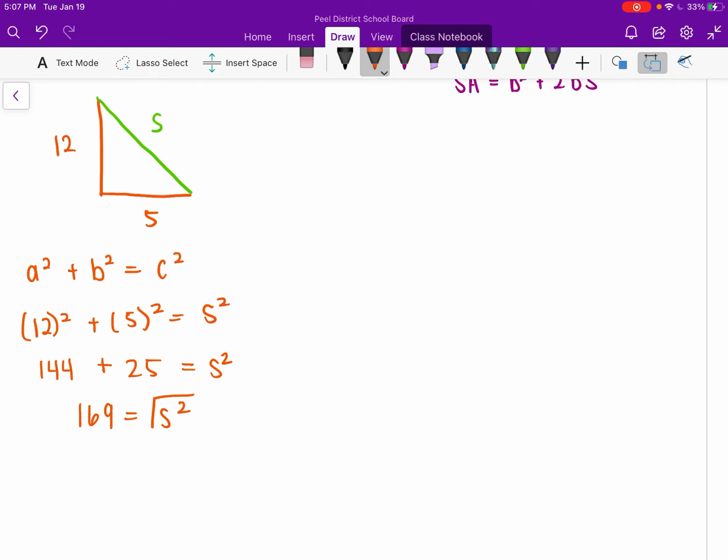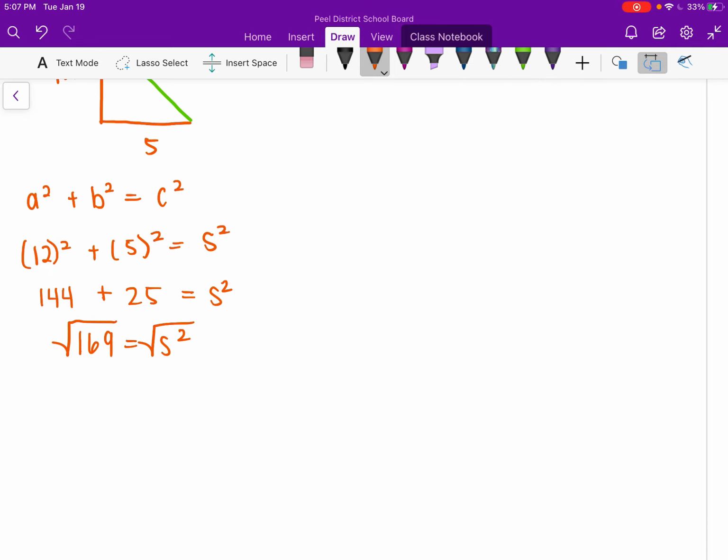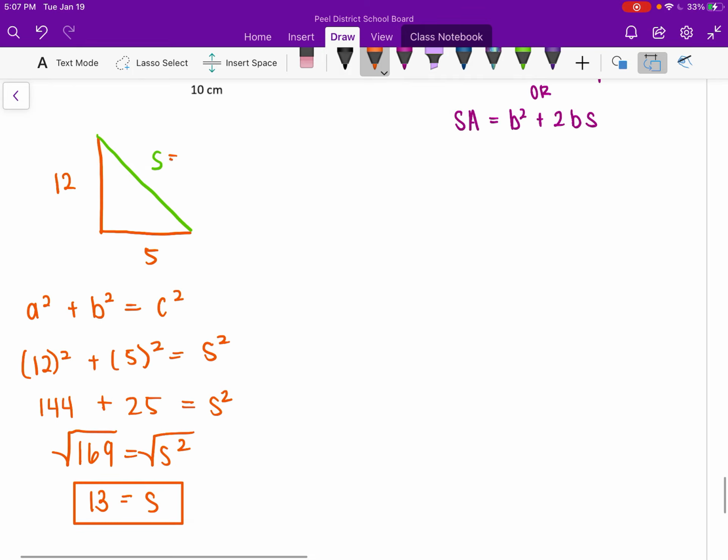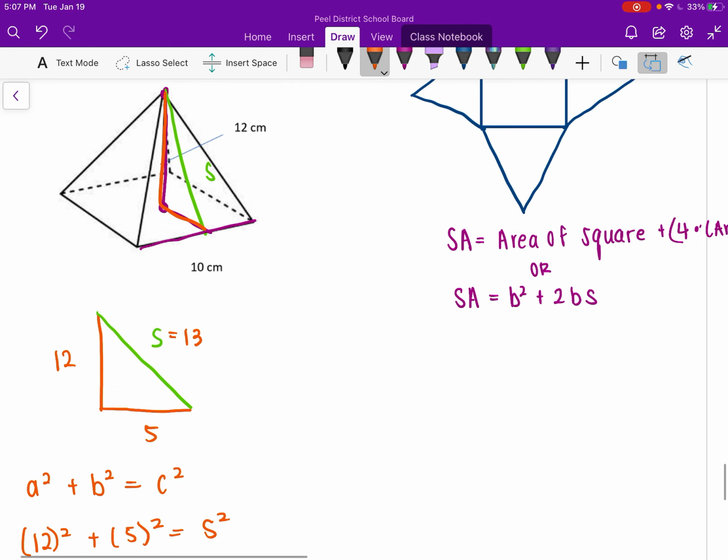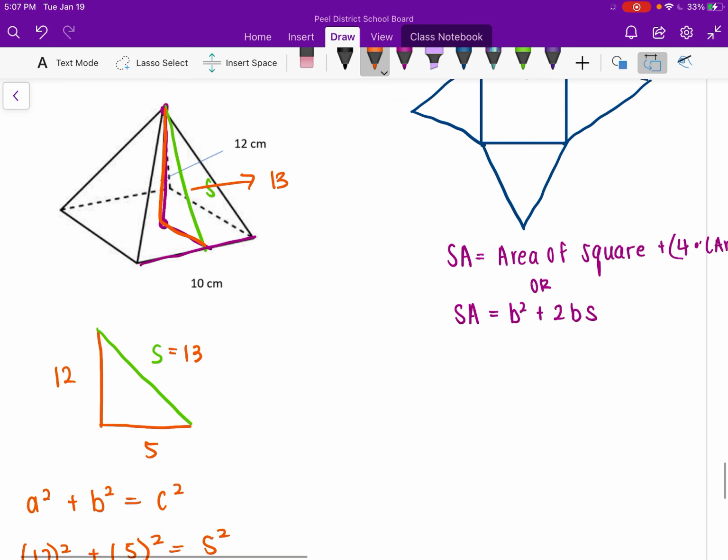I want to get rid of the square on both sides, so I'm going to square root both sides, right? So 169 square rooted is 13 equals s. And I like to just go back in and say, okay, this is 13, right? This is 13. So that means this is 13.